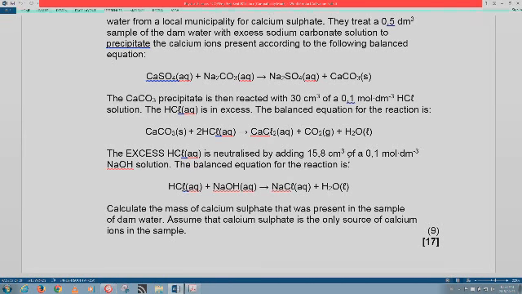And the question there says, calculate the mass of calcium sulfate that was present in the sample of dam water. Assume that calcium sulfate is the only source of calcium ions in the sample, and the total mark there is 9.